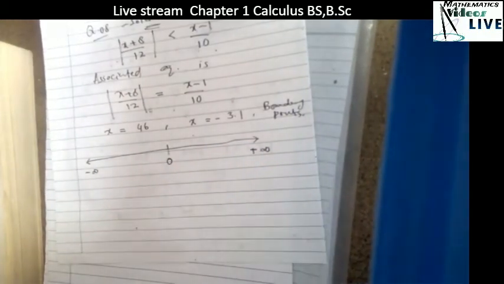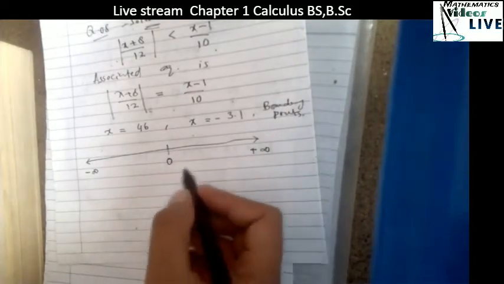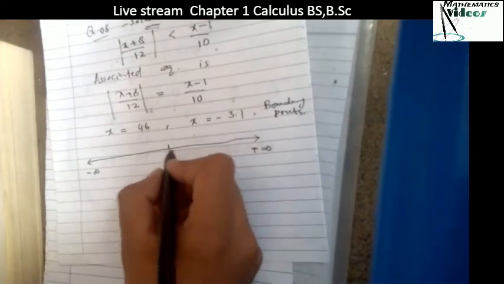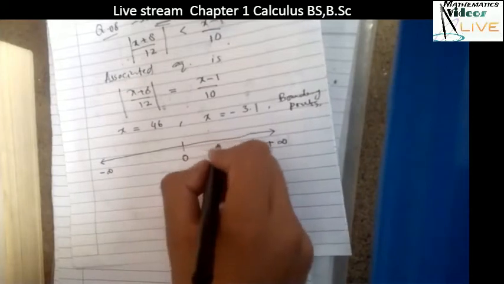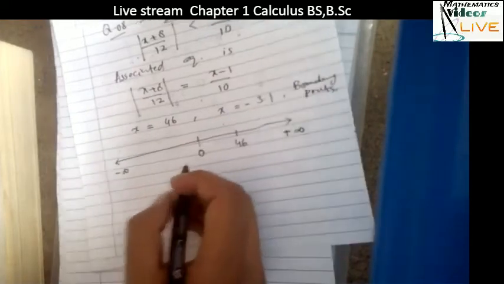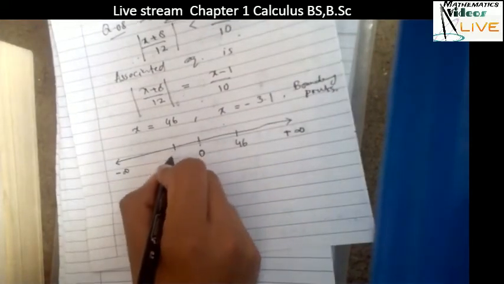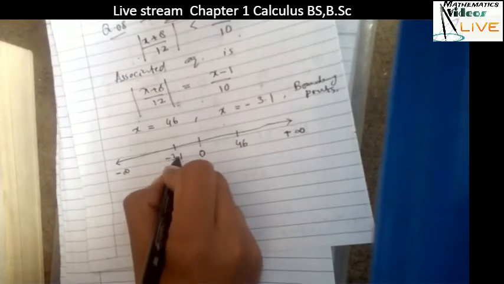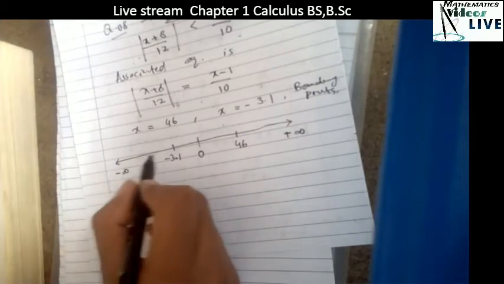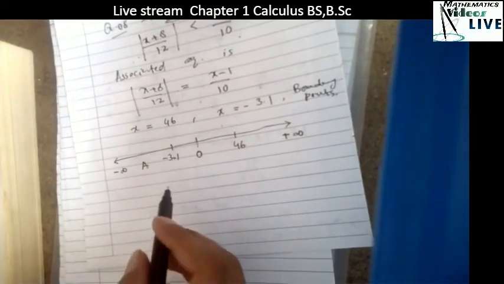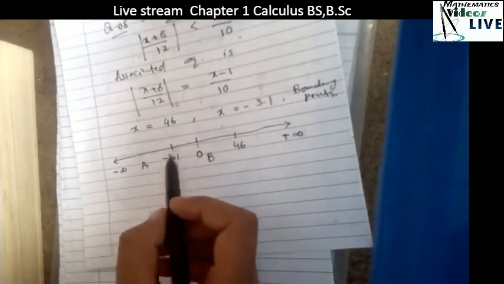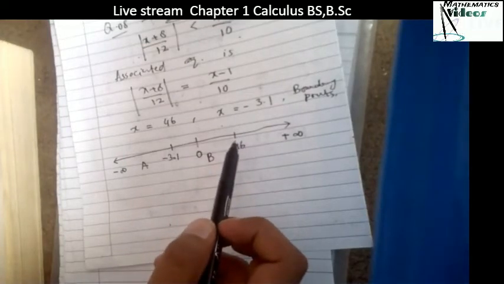The solution of this equation, there is an absolute value here. The solution of this equation is x is equal to plus 46 and x is equal to negative 3.1, and these two are the boundary points. Here is negative infinity, there is positive infinity, and here is the center of this real number line, which is also called the origin, and 0 of this real number line.